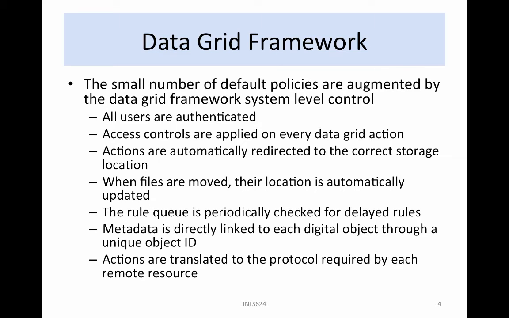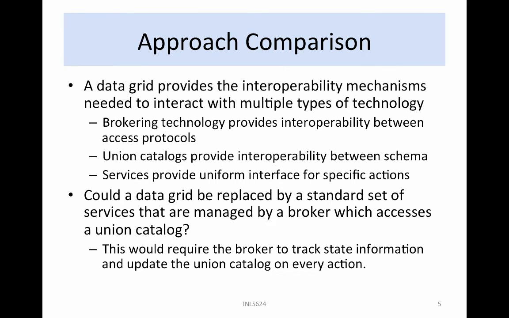The data grid middleware maintains internal consistency across operations within the distributed environment, automatically updating the persistent state information independently of where the driving action takes place. The virtualization mechanisms provided by the data grid minimize the number of policies that are needed. Would additional virtualization mechanisms minimize the number of required policies? Multiple approaches are in production use to manage interoperability between different technologies. Approaches include brokers, services, and union catalogs.